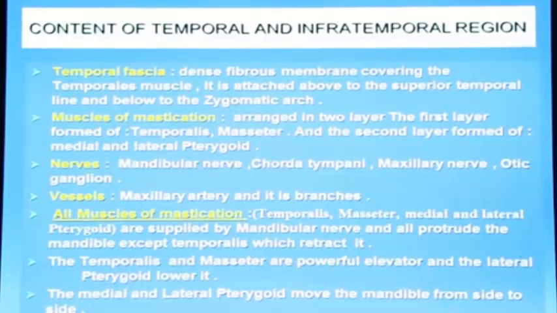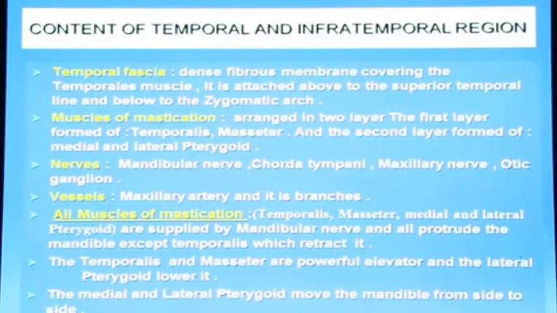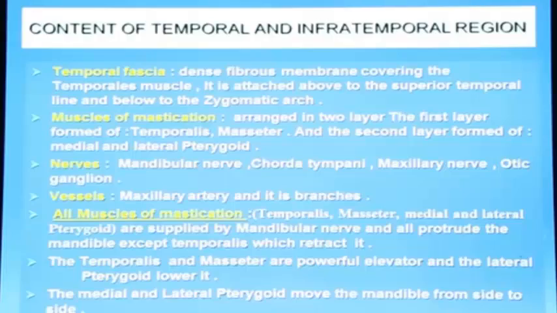All muscles of mastication, temporalis, masseter, medial and lateral pterygoid, are supplied by the mandibular nerve, a branch of the trigeminal nerve, and all protrude the mandible except temporalis, which retracts it. The temporalis and masseter are powerful elevator muscles, and the lateral pterygoid lowers it. The medial and lateral pterygoid muscles move the mandible from side to side.